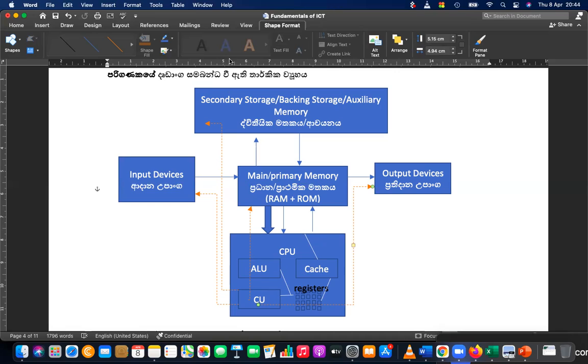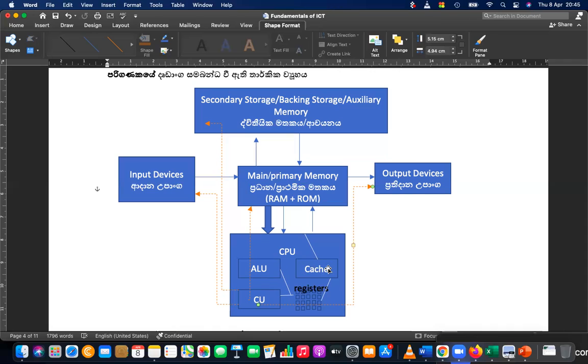Cache means nothing in particular. Cache means a temporary storage. Cache memory means a temporary or volatile storage. Unlike ALU, which is arithmetic and logical, or CU, which is control, cache is just cache. It is a memory, a temporary storage. So these are the components inside the computer.